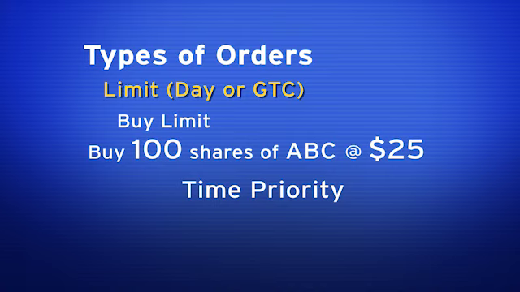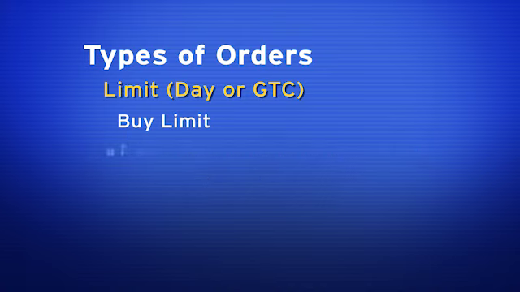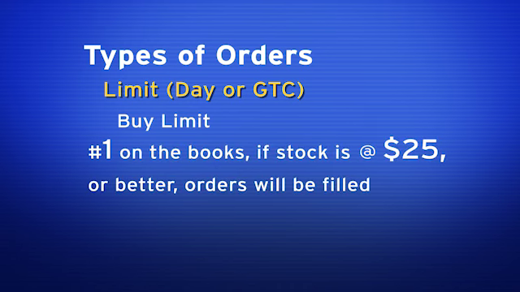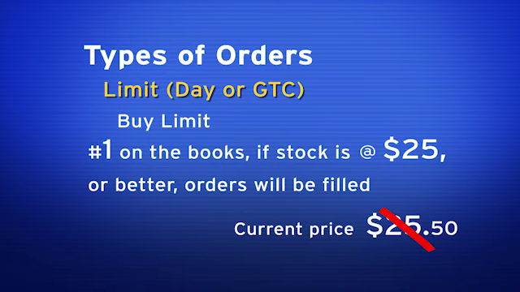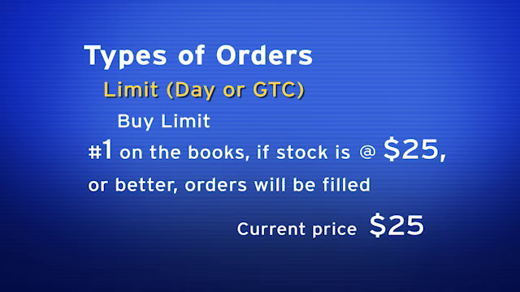Now, let's take a look at an example again. We're number 1 order on the books. So when we hit 25 or better, our order is going to be filled. So would 26 do anything? No. 27? No. 25.50? No. 25.25? No. 25? Well, our order fills at 25 because our limit price was 25.